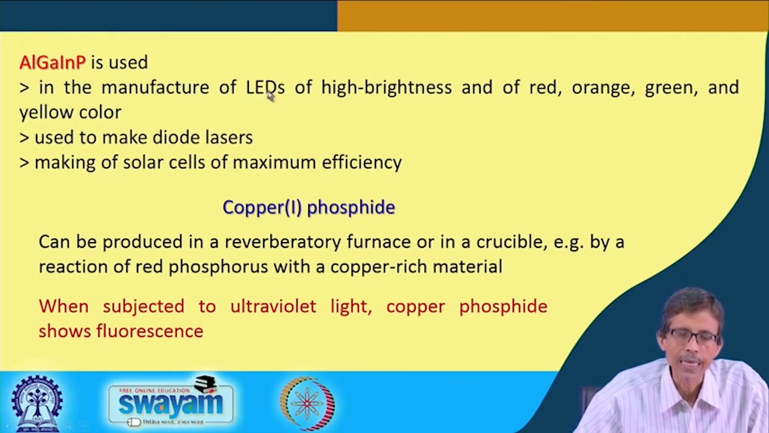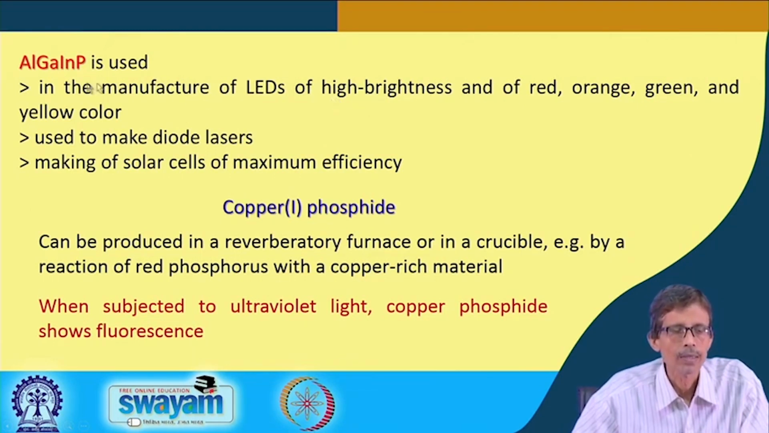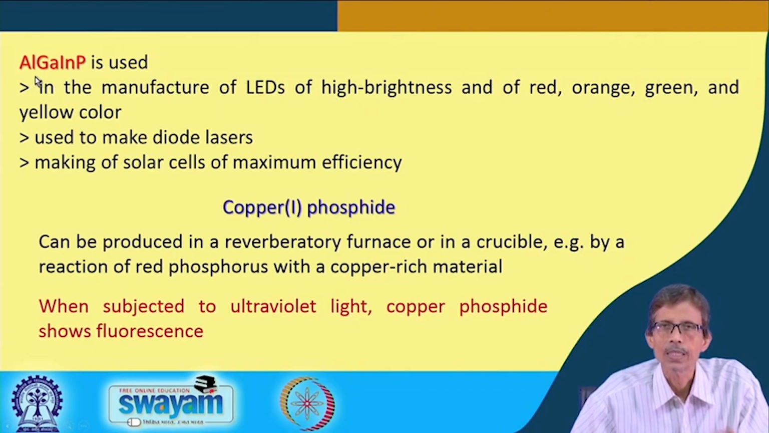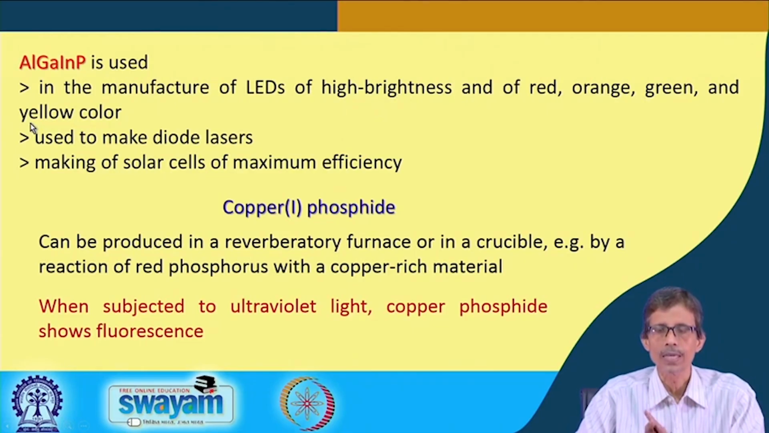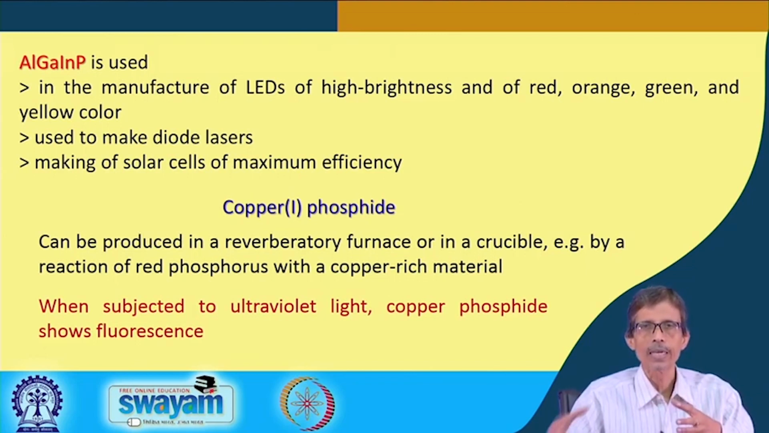So for making LEDs of high brightness, of a special type, not all LEDs are of this particular material, but there are some cheap materials available from which you can get LEDs. If you use high brightness LEDs of red, orange, green and yellow color, so some specific colors are also given. For those color ranges from red to yellow, you can have these high brightness LEDs made of aluminum, gallium, indium phosphide. So you know how phosphides are made, like your nickel phosphide preparation.